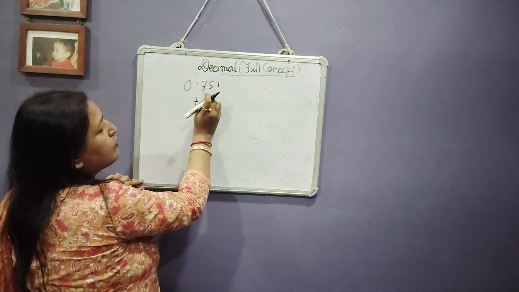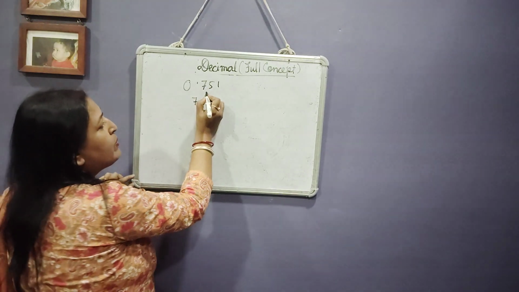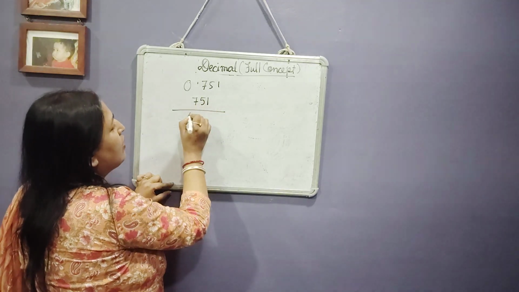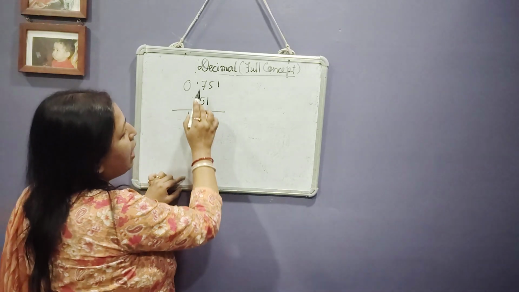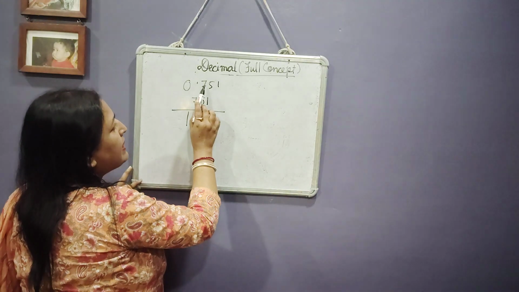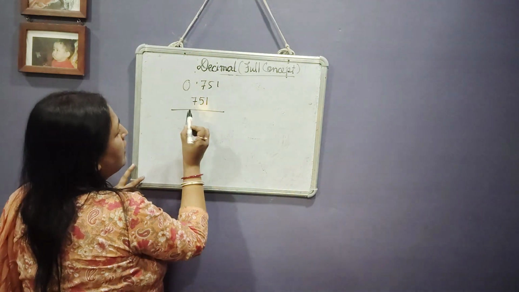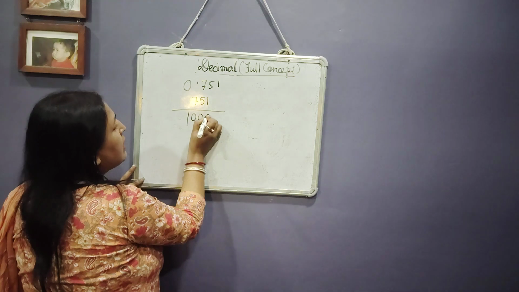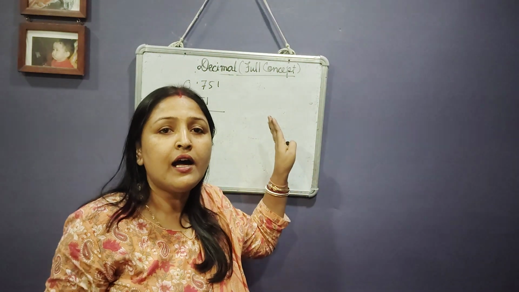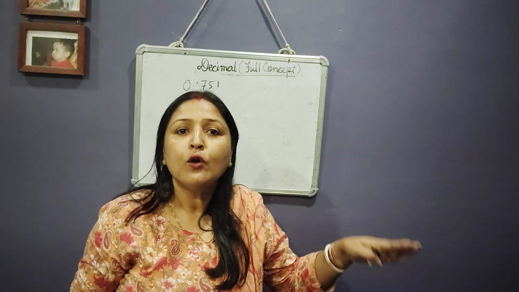So convert it into a fraction. How will we write it? 75 divided by 1. We will write 1, then count how many digits there are after the decimal. How many digits are there? 1, 2, 3. So we will add 3 zeros. In this way we can convert a decimal number to a fraction.